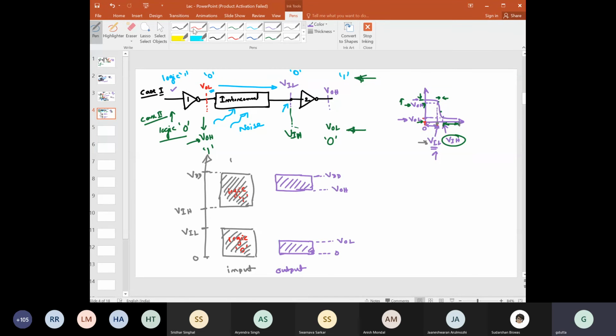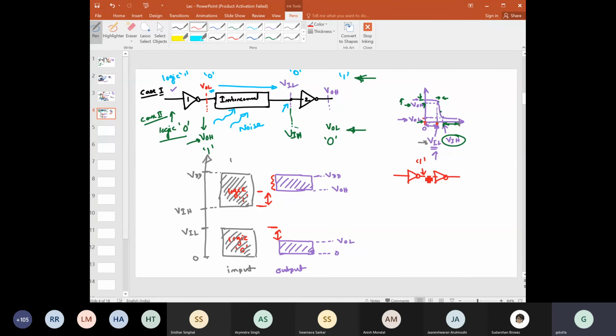Now you see this separation, and this separation. So this is the output voltage. Suppose you have one inverter here and another inverter here, and they are the same inverters. The output of this inverter can vary anywhere from here to here. If the inverter output has to be treated as logic 1, that is fine.